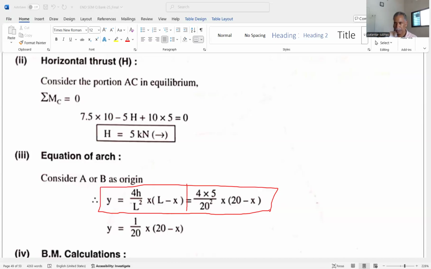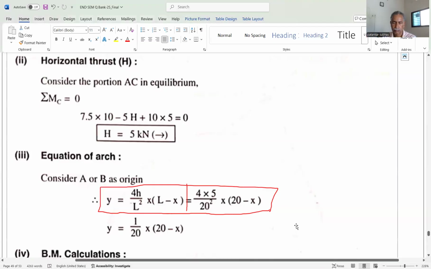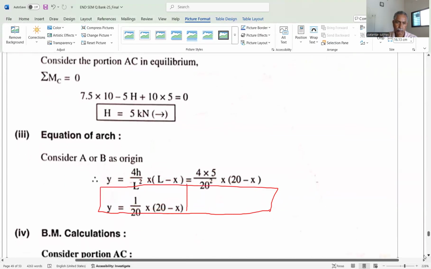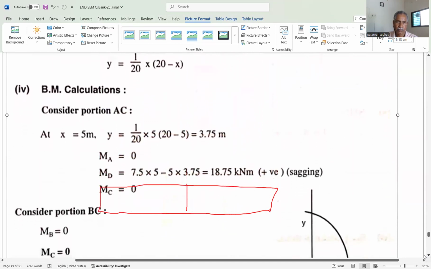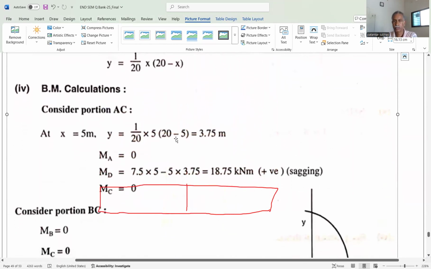So, bending moment calculation. This is the equation. When I put x equal to 5 meter, we get y equal to 3.75 height. So moment at A is equal to 0, and moment at D is RB multiplied by the horizontal distance 5, minus H, the horizontal thrust, multiplied by the y distance, that is 3.75. So the moment at D is equal to 18.75.